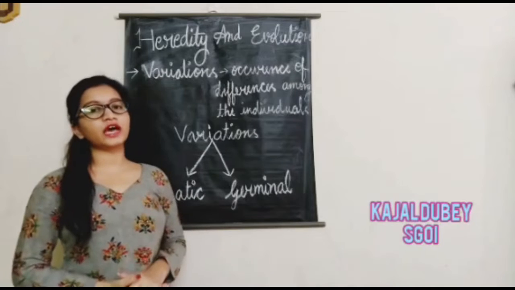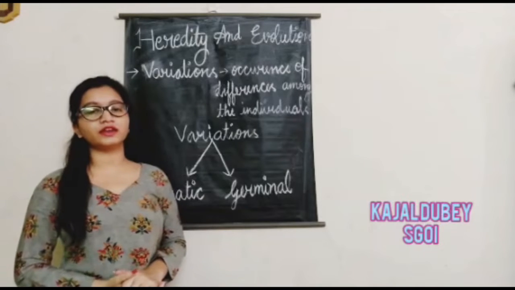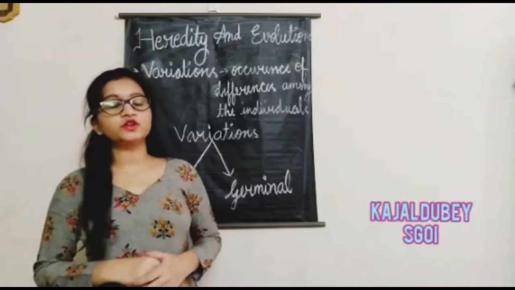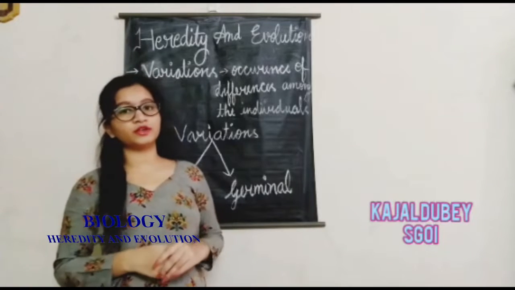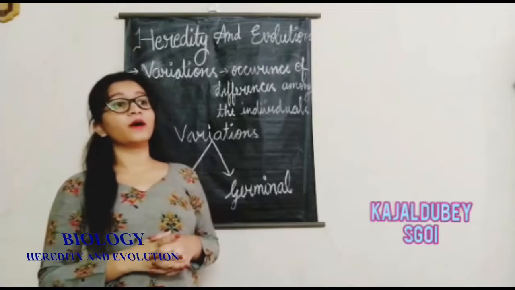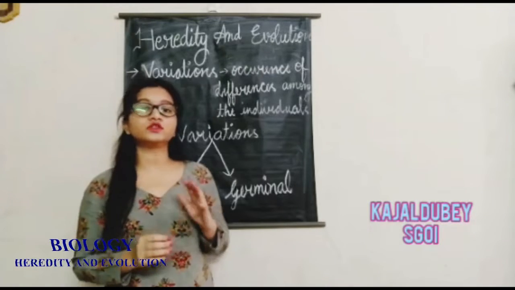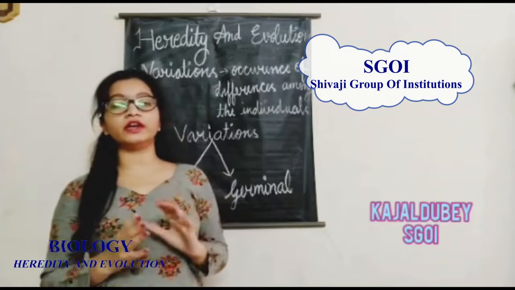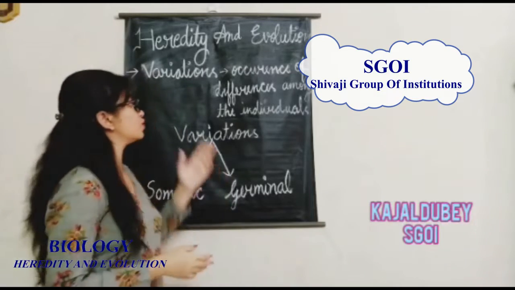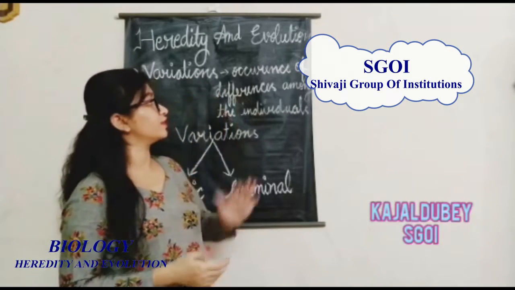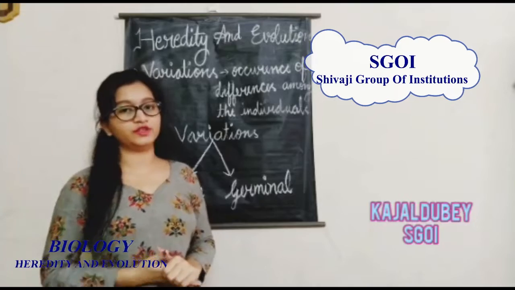So students, today I am going to explain the lesson Heredity and Evolution of class 10. The individuals of each species are similar to each other, but they are not carbon copies of each other, because a small difference is always present between them. These differences among the individuals of the same species are known as variation. Variation means the occurrence of differences among the individuals.